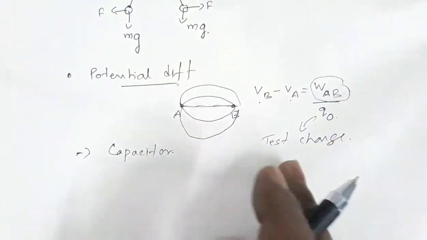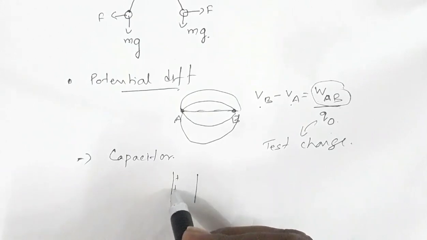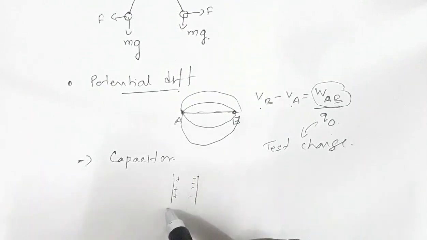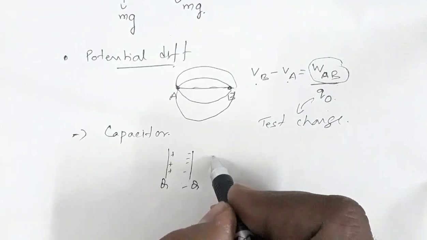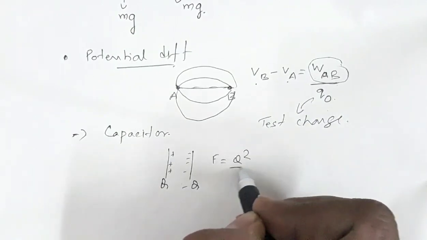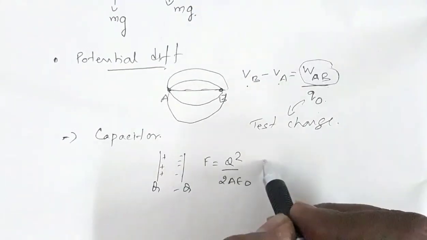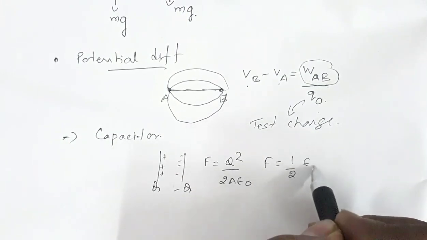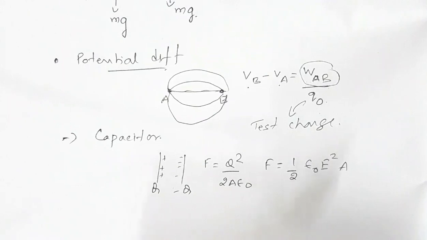The force of attraction between two plates: suppose we have a parallel plate capacitor, so this plate is having positive charge, this plate is having equal amount of negative charge. If this plate is having charge Q and this plate is having charge minus Q, then the force of attraction between the two plates is given by the expression F is equal to Q square by 2A epsilon naught. Now this can also be written as F is equal to 1 by 2 epsilon naught E square into A, where E is the strength of the electric field between the plates.